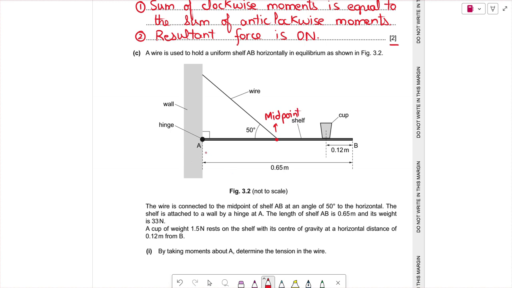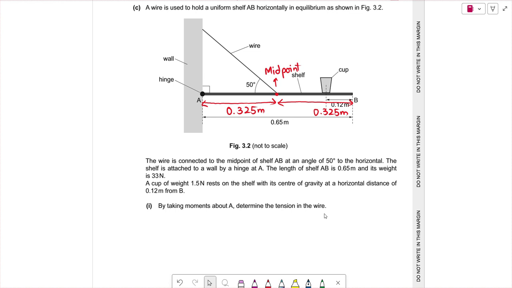So we can say that this distance is going to be half of 0.65, which is 0.65 divided by 2. We get how much? 0.65. Yes, so we get 0.325 meter. So this is, and this whole distance is also 0.325 meter. So the wire is connected to the midpoint of shelf AB at an angle of 50 degrees to the horizontal. The shelf is attached to a wall by a hinge at A.